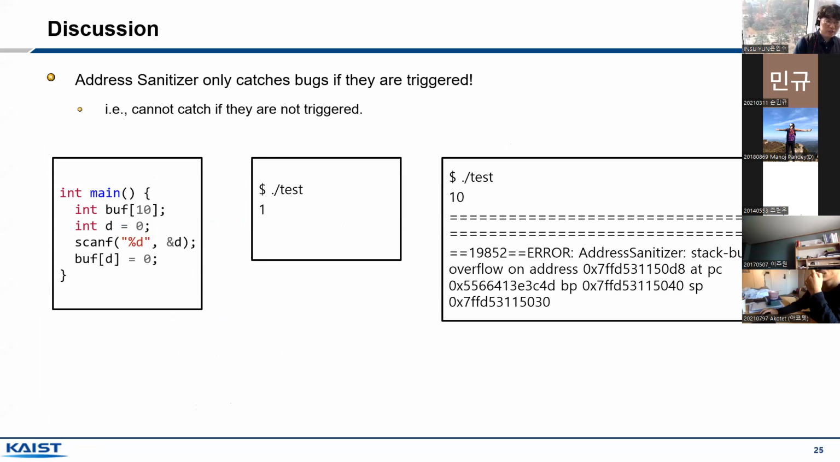One thing I want to mention is that the address sanitizer is a dynamic analysis tool. What it means is that it can only catch the bugs if they are triggered. For example, let's assume our code looks like this. We allocate a buffer, and then we have an int d, and we get the d from the user, and we set buff[d] equal to 0.